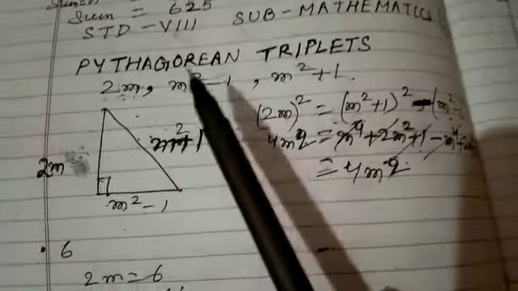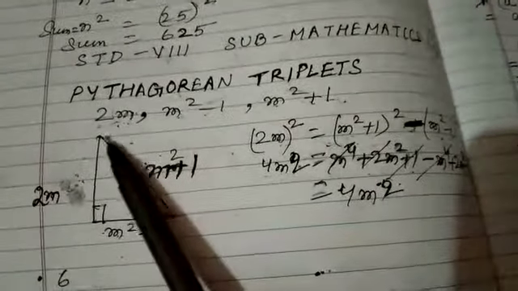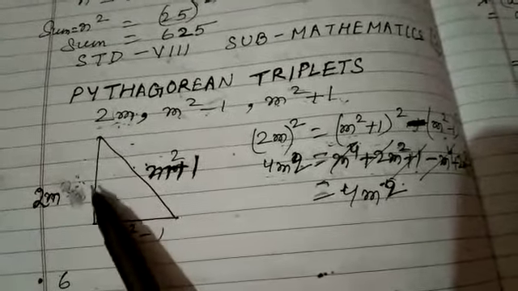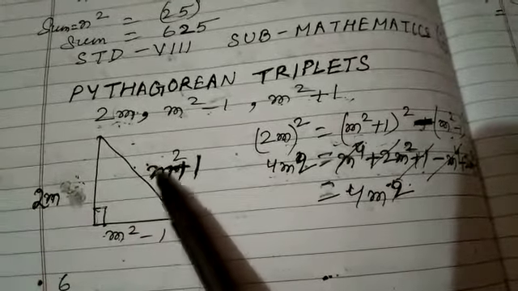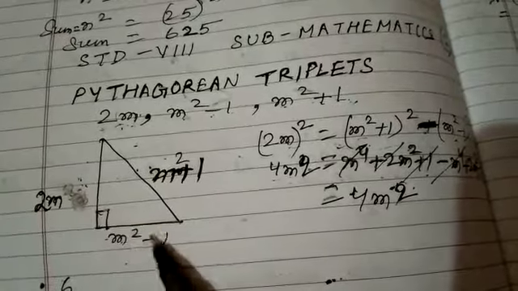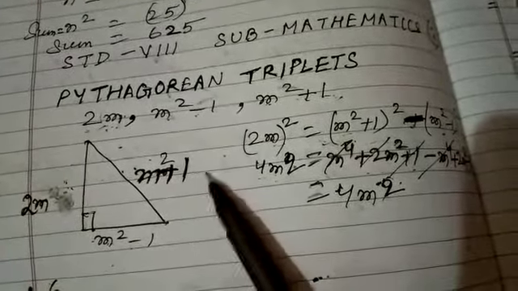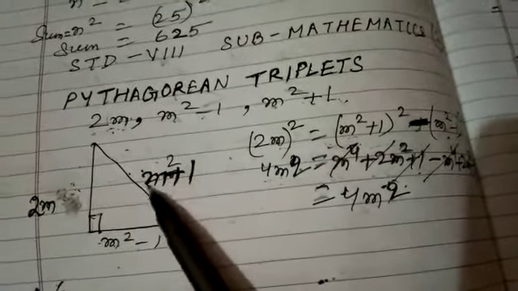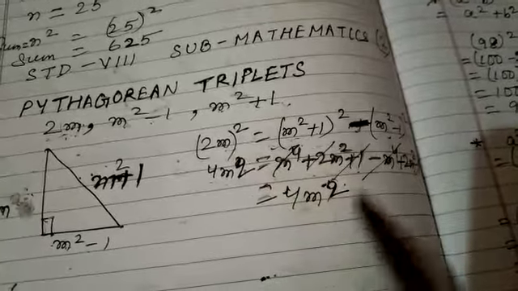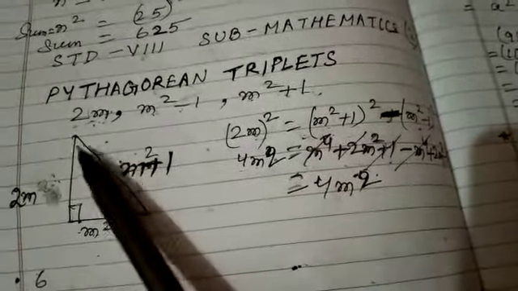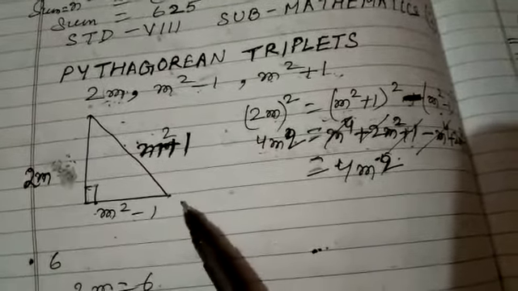Now let us move to another property of squares, that is the Pythagorean triplet. Here we have taken a right angle triangle where the hypotenuse square, that is the side opposite to the right angle, is equal to the sum of the squares of the other two sides. If one of the sides is 2m, the other two sides will be m square plus 1 and m square minus 1, where m square plus 1 is the longest side. So the square of m square plus 1 is equal to 2m square plus m square minus 1 square.